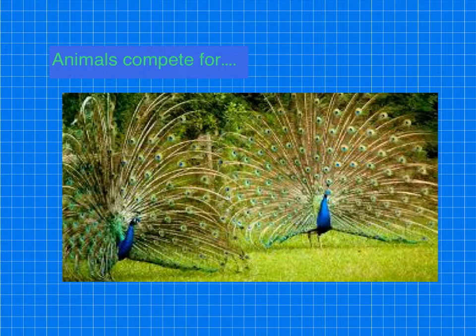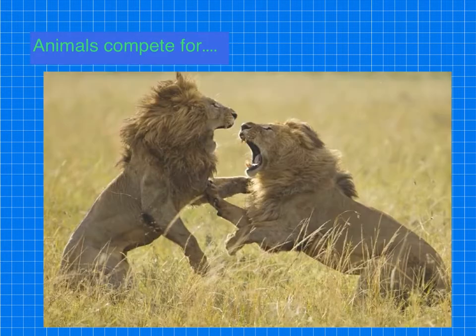Another famous example is peacocks. These are male peacocks, and again they will display their feathers and their colours to a potential female mate. Whereas other species, for example lions, when competing for mates, they will fight one another. So these are two male lions, and they'll be fighting for the female pride.